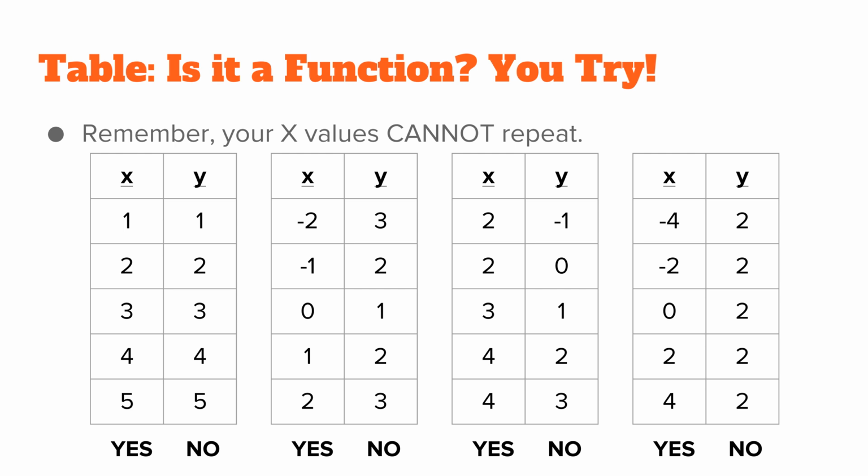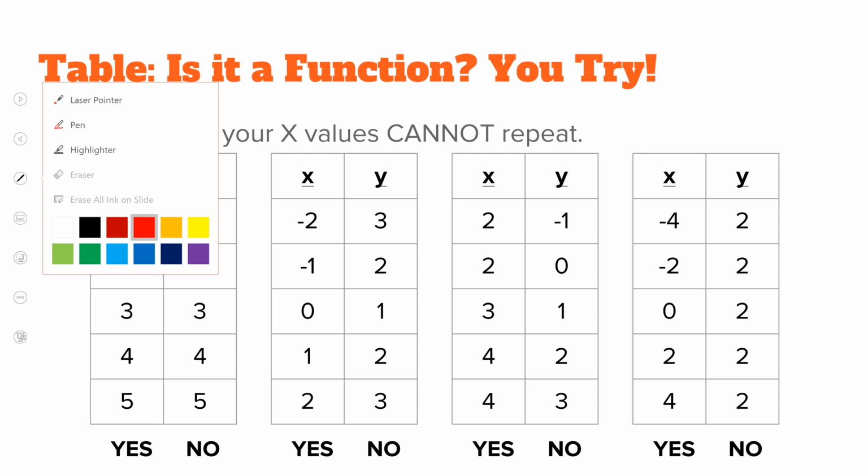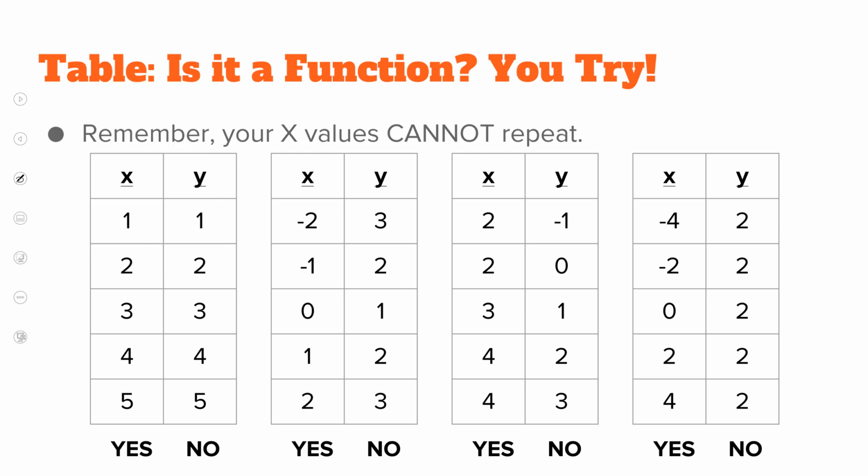Let's look at the first table. I've given you x and y columns. So your first column is your input column, and in that column we've got the numbers 1, 2, 3, 4, and 5. In our output column, we have the same numbers 1, 2, 3, 4, and 5. But because we're just trying to determine is this a function or not, we really don't need our y values. So we can just cancel out that column. Looking at our x column, none of these input values repeat, so this is a function.